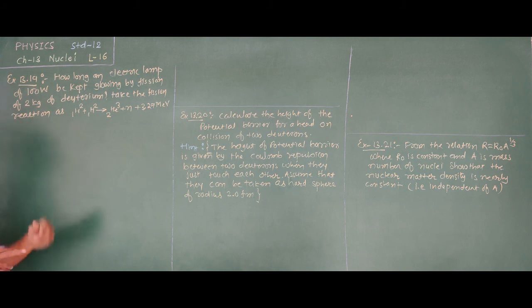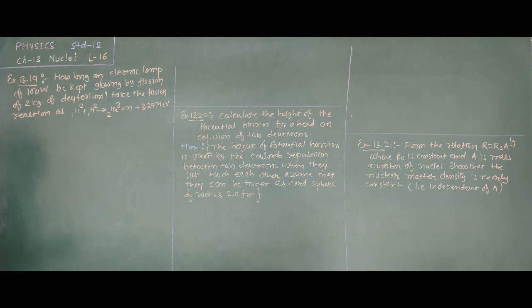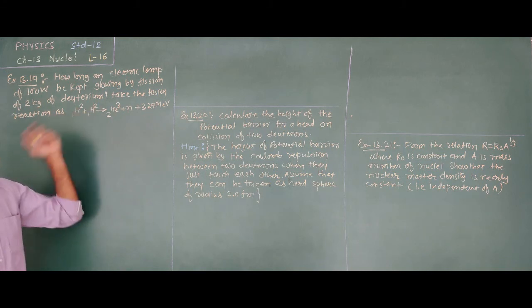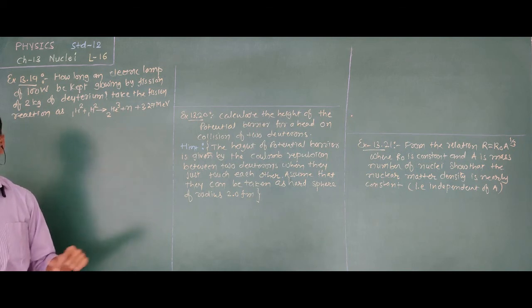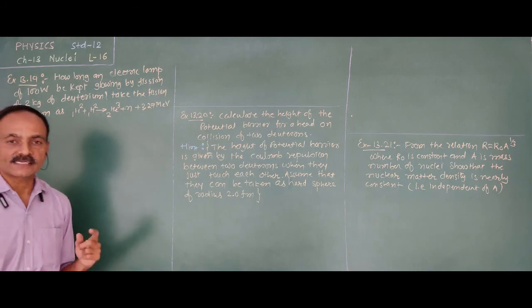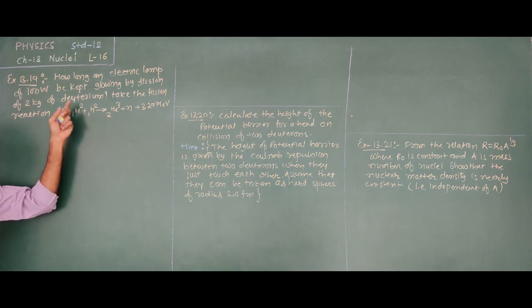here the lamp is given of 100 watt. That means it consumes 100 joule energy per second. Whatever energy we obtain due to the 2 kg deuterium, to consume that much energy, how much time is taken by the bulb? So this way we can find out the time for which the bulb is on due to the fusion of 2 kg deuterium.